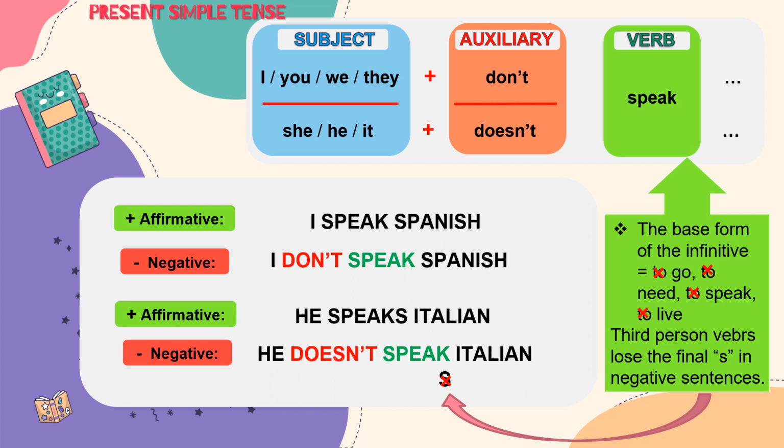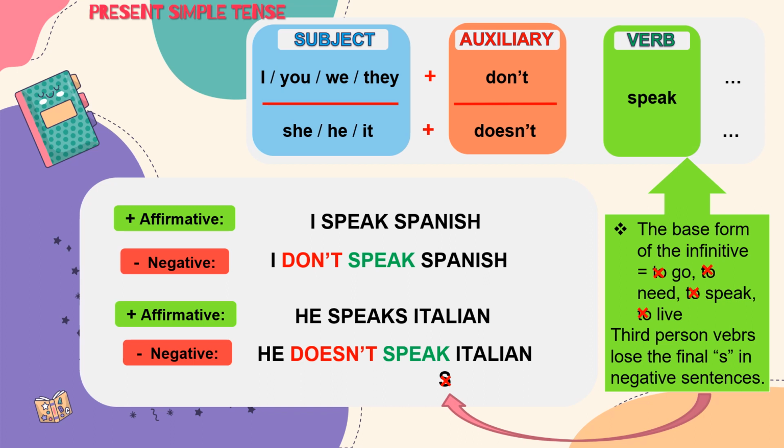Let's look at the example of the verb speak. We say, I don't speak. You don't speak. They don't speak. We don't speak. For example, the affirmative is I speak Spanish. What is the negative form? The negative is I don't speak Spanish.